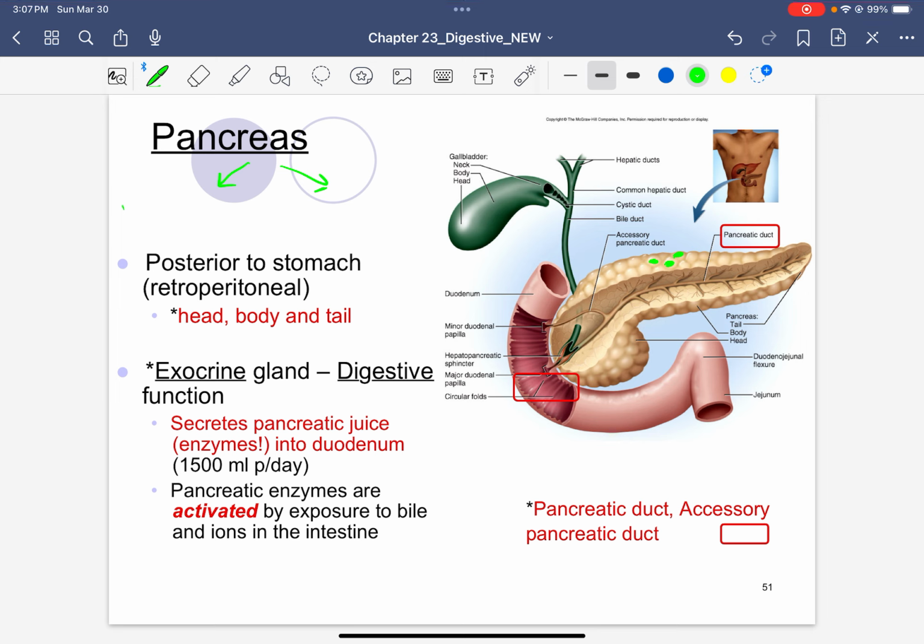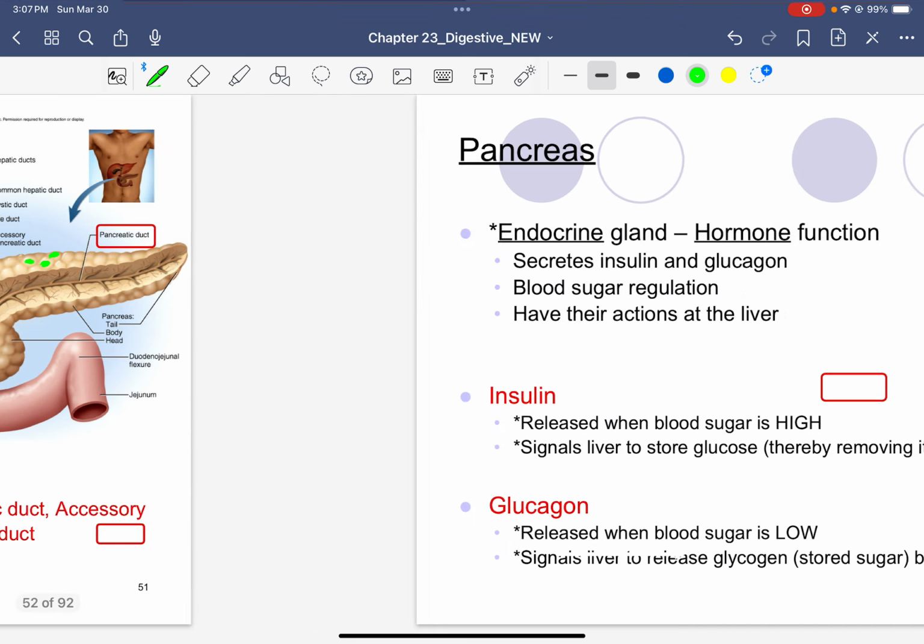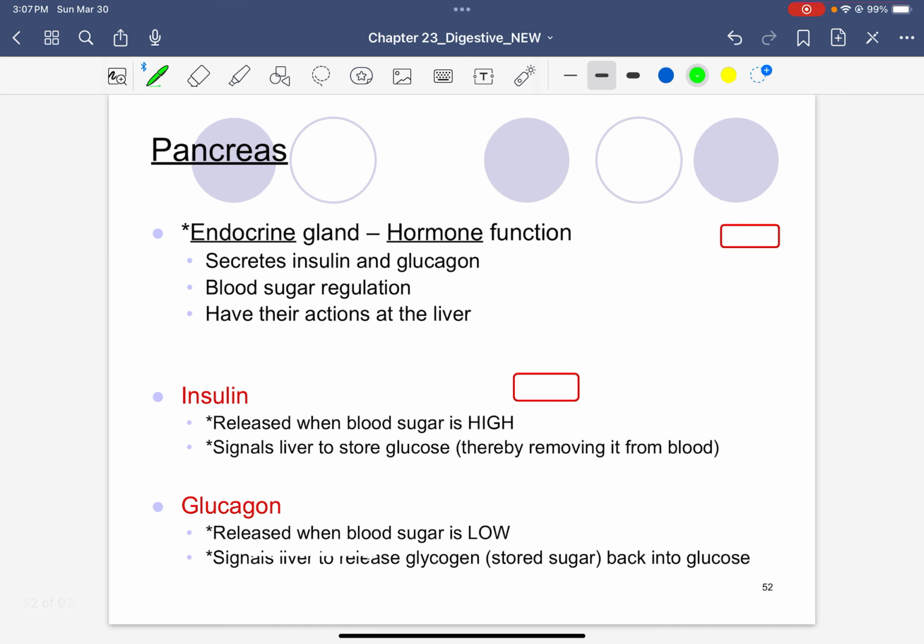All right, so you only need to know the digestive function, produces enzymes. There is an endocrine function. The pancreas also produces hormones. And the two hormones that it produces are insulin and glucagon. Insulin is released when blood sugar is high. Glucagon is released when blood sugar is low. So these are two hormones.